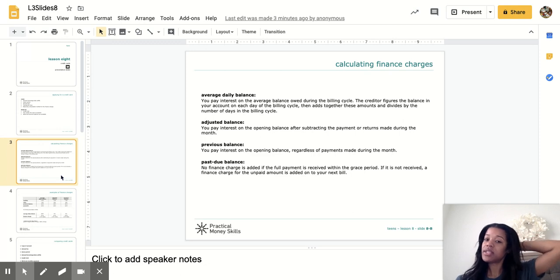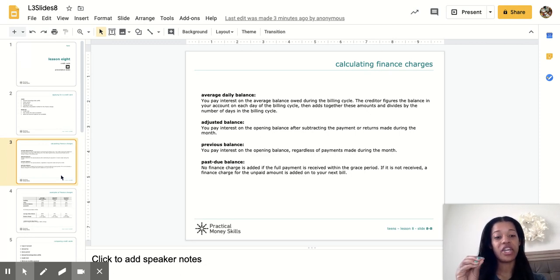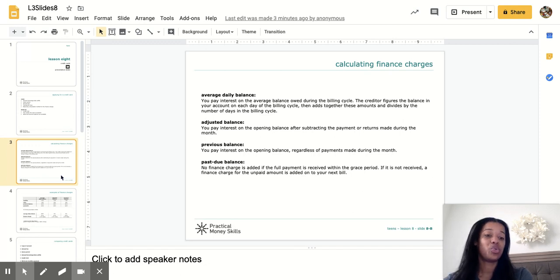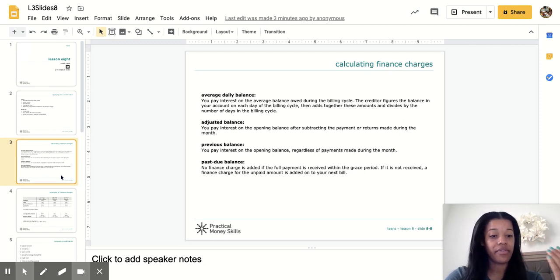So your adjusted balance, you pay interest on the opening balance after you subtract that payment or returns made during the month. So you would pay interest on your $5,000 balance, but that would be after you subtract that payment you made. So if you paid $200 that month, you would do it from that new sum. Previous balance, you pay interest on opening balance regardless of payments made during the month. So you just pay on that opening balance. And then past due balance, no finance charges added if the full payment is received within the grace period. If it is not received, a finance charge for the unpaid amount is added onto your next bill.